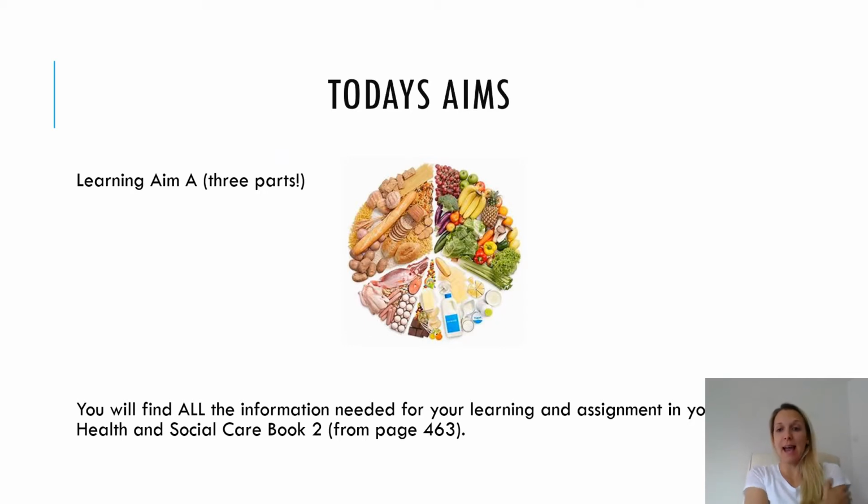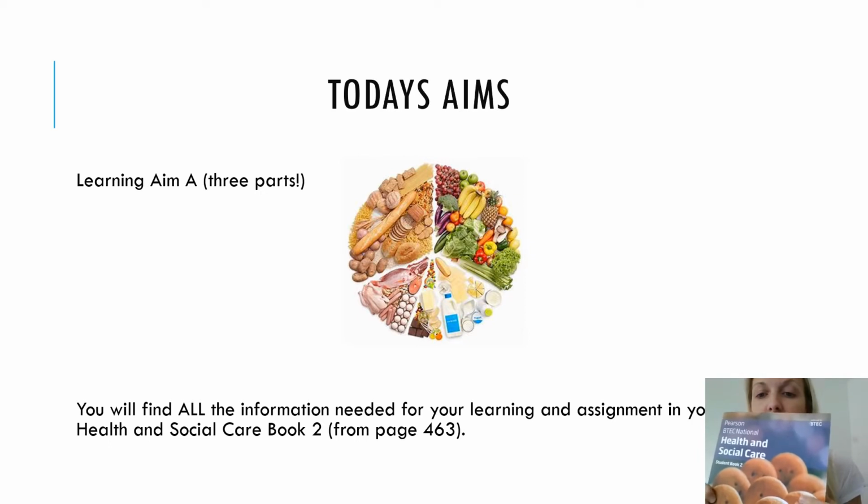So today's aims: we're going to be looking at your learning aim A. This assignment is going to come to you in two major parts. Learning aim A comes in three sections. All the information you'll find, have a little look down here, is in Health and Social Care Book 2 from page 463. I know it's only small, but this is the book we're looking at.